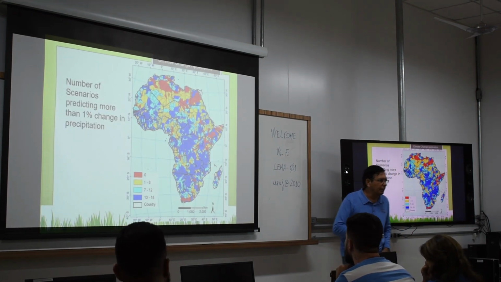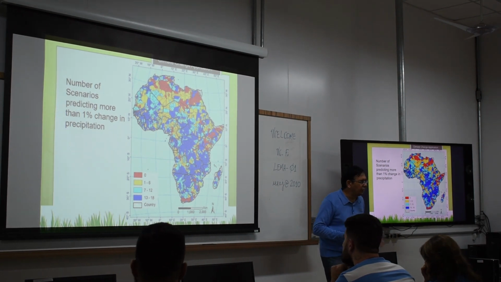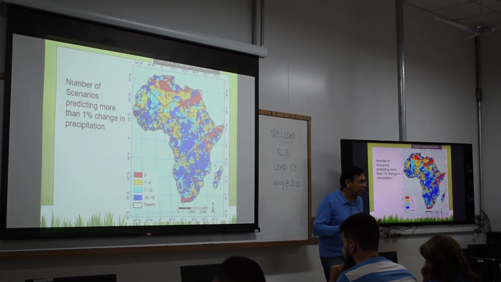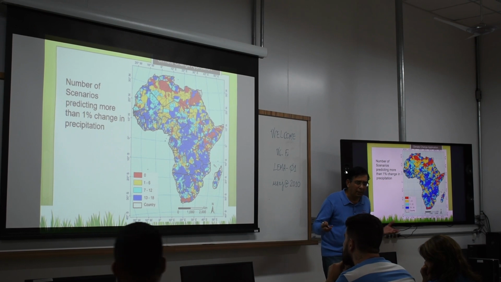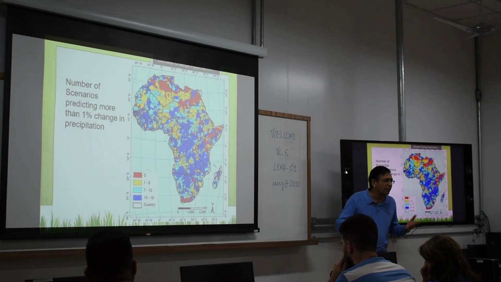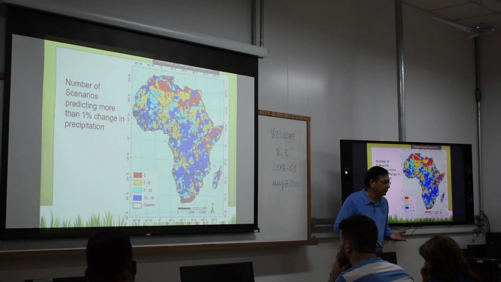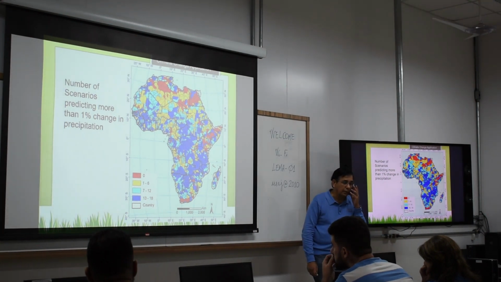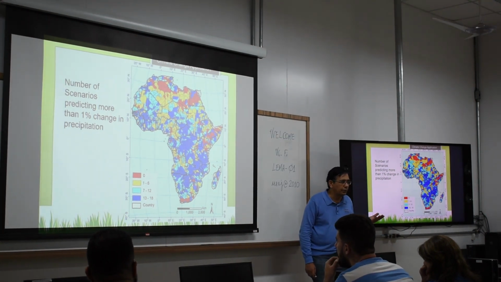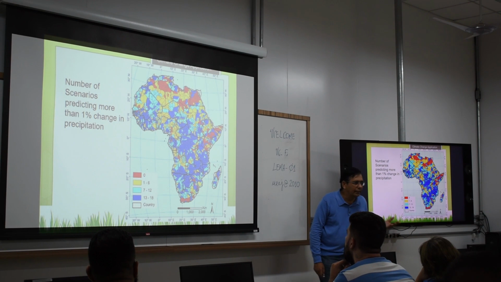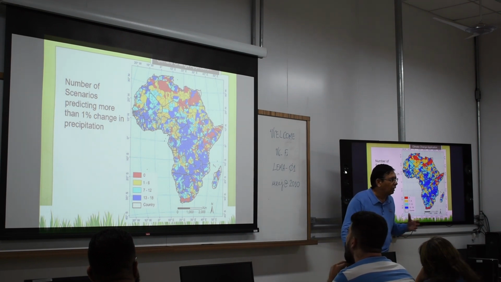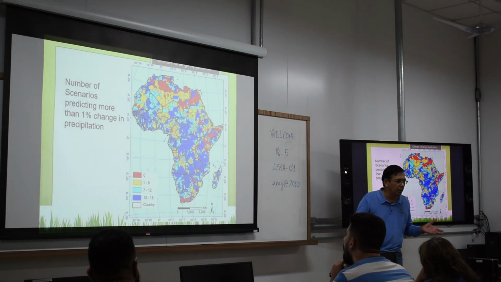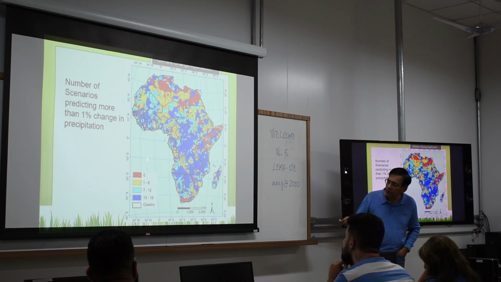When we talk about climate change, one of the challenges we have is agreement between models, because there are lots of climate change models. Every country has got their own climate change models, right? Which one is producing the right information? So we did an analysis in Africa of all the 36 different models, and you can see how many different models have an agreement within 1%.